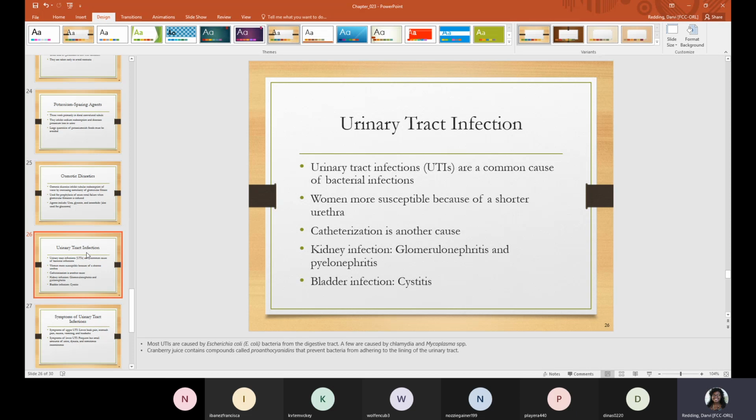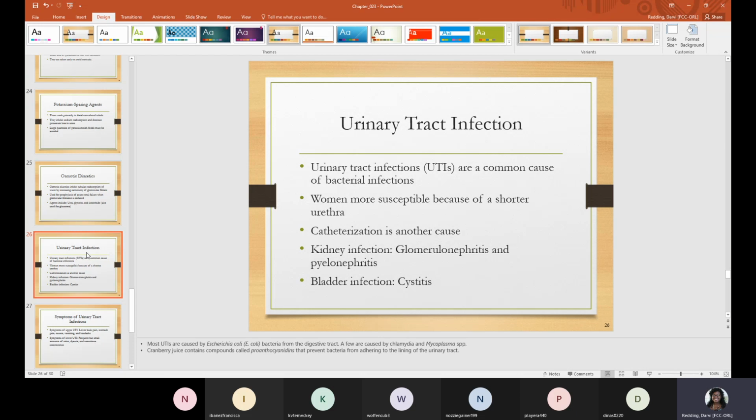As far as over-the-counter items go, cranberry juice contains a compound that helps prevent bacteria from adhering to the lining of the urinary tract. So you may have seen some over-the-counter items like Azo or Azo Cranberry that is better known to assist with UTIs. It's important to understand that a UTI can actually happen to anyone. Anyone can get a UTI.